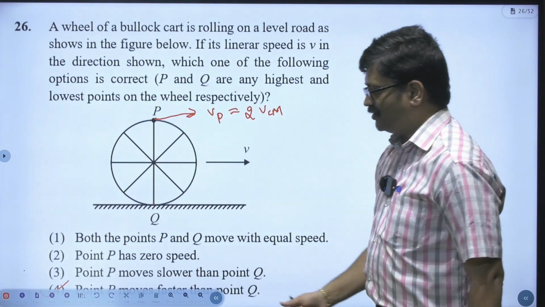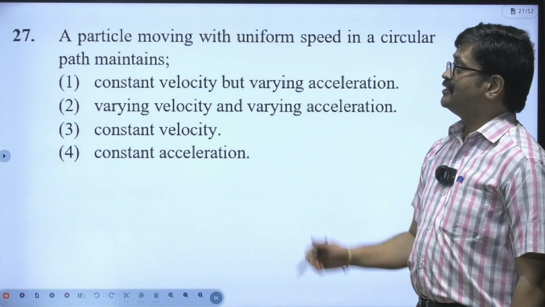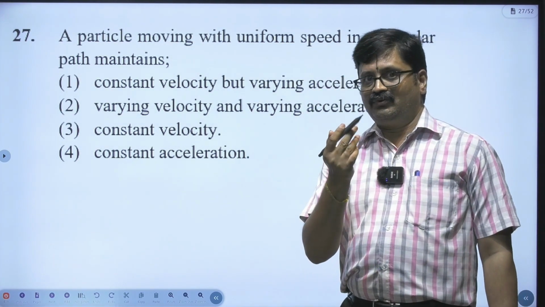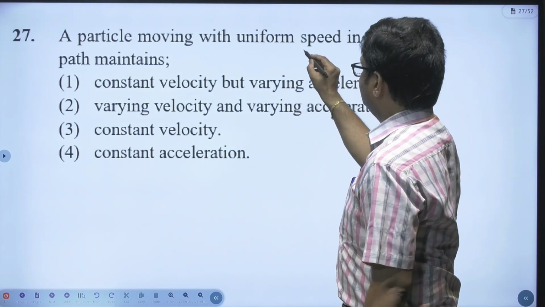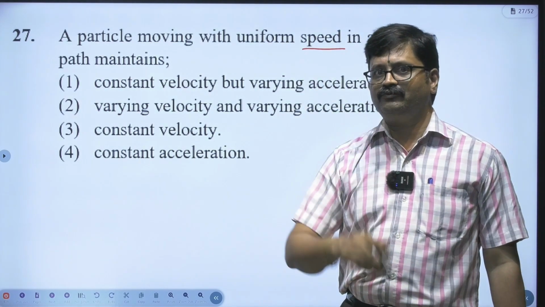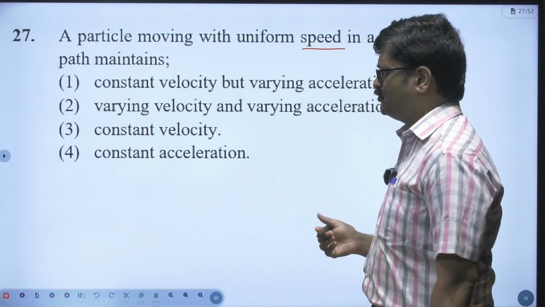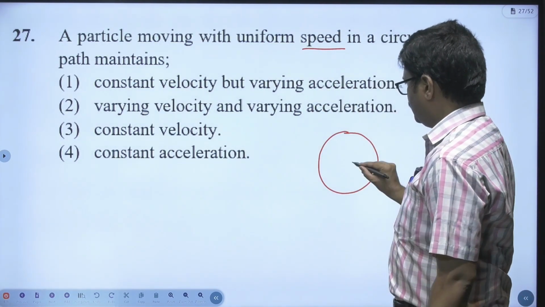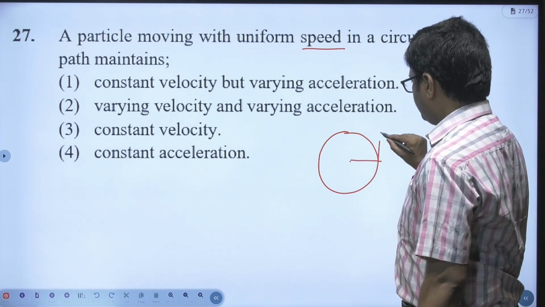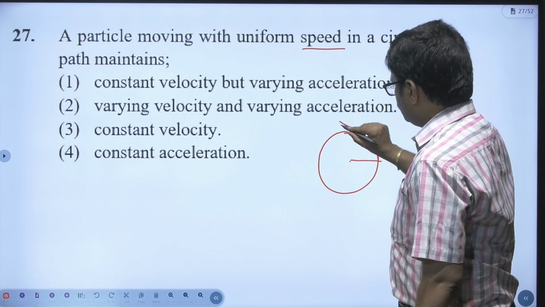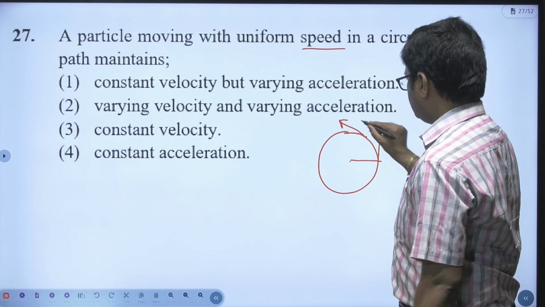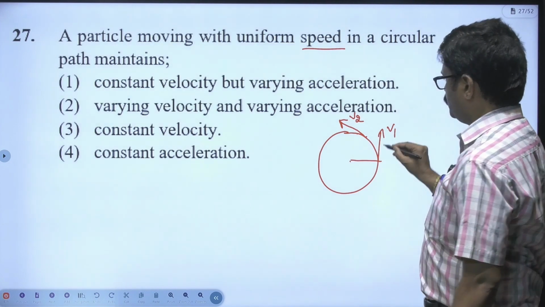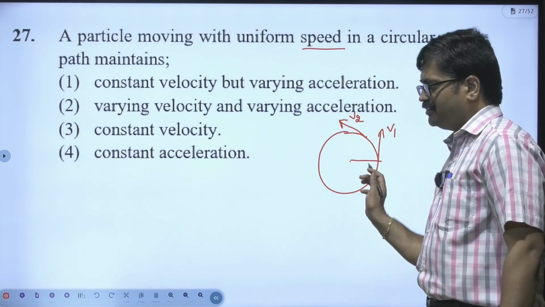Now let us move ahead to our next question quickly. A particle moving with uniform speed in a circular path maintains. Note they have given a keyword called speed. Speed is the magnitude of velocity. So in uniform circular motion, we always know that the magnitude of velocity is constant. In a circular path, any particle will have velocity in this way. So this is v1, this is v2. But velocities v1 and v2 have the same magnitude, but the direction keeps on changing.